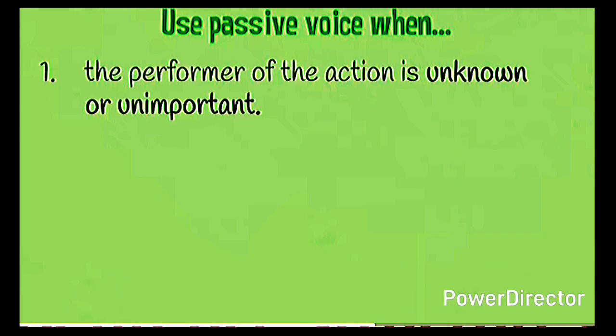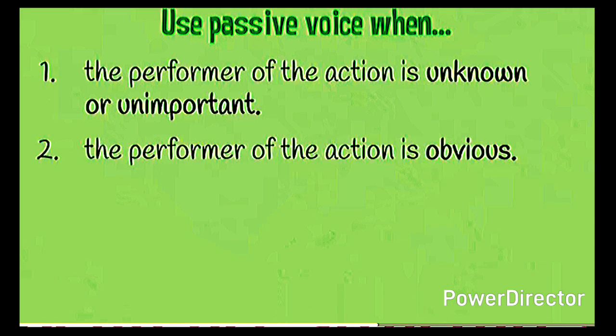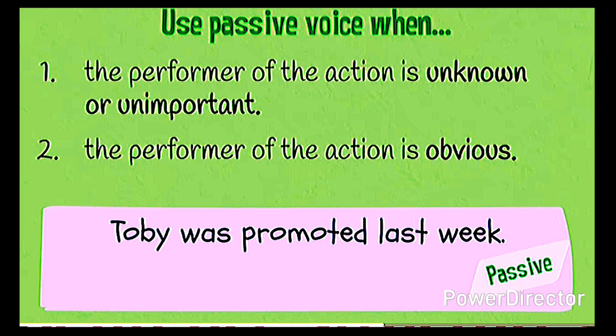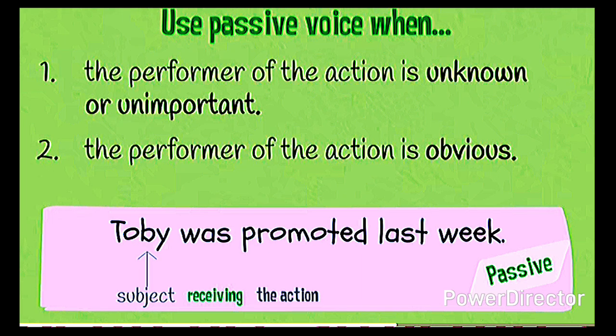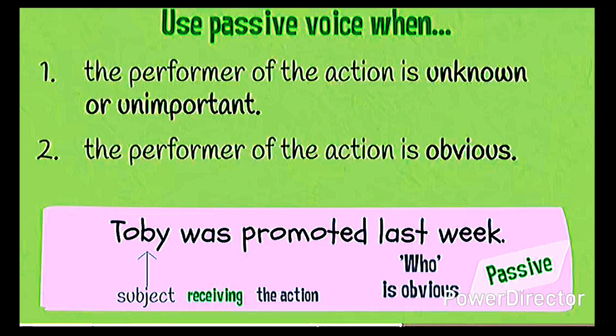We often use passive voice when the performer of the action is obvious. Here's an example. Toby was promoted last week. Toby, the subject of the sentence, is receiving the action. Who performed the action, promoting him, is not stated because it's obvious it was his boss.